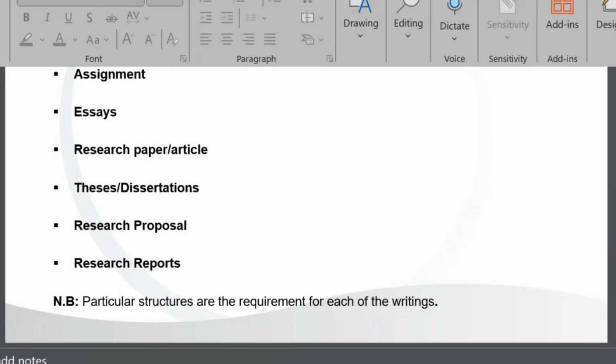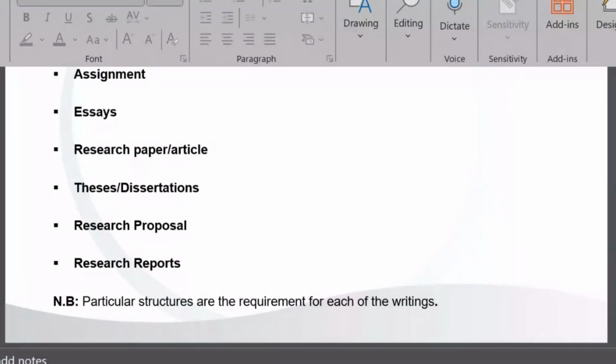Then you have your research proposal also. It has all its own structure. Your research report. But the difference between the two, your research proposal and your research report, I always put it simply to my students. The first one, your research proposal, means there is still an intention. It's what you want to research about. You have not done it. All right, in a proposal, that's your intention.